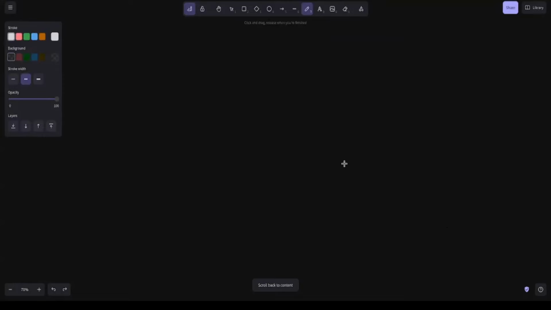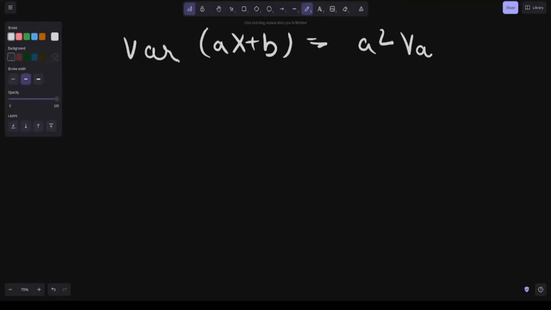Now let's talk about a very important property of how variance works. One very important property is this: variance of aX plus b is equal to a squared times variance of X. How do you prove this? What is the intuition behind this?